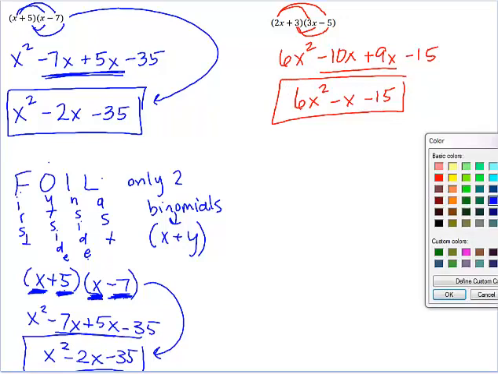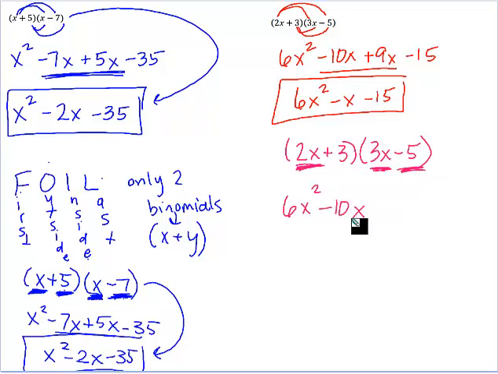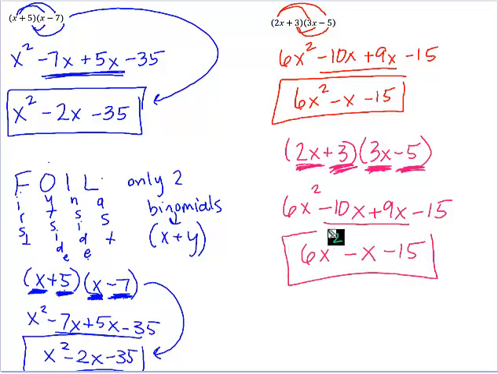All right, we will run through this once as foiling as well, for those of you who prefer that method. 2x plus 3 times the quantity 3x minus 5. First terms, 2x and 3x is 6x squared. Outside, 2x and negative 5 is a minus 10x. Inside, 3 and 3x is a plus 9x. And last, 3 times negative 5 is negative 15. Like terms are your x's. So you have 6x squared minus x minus 15.